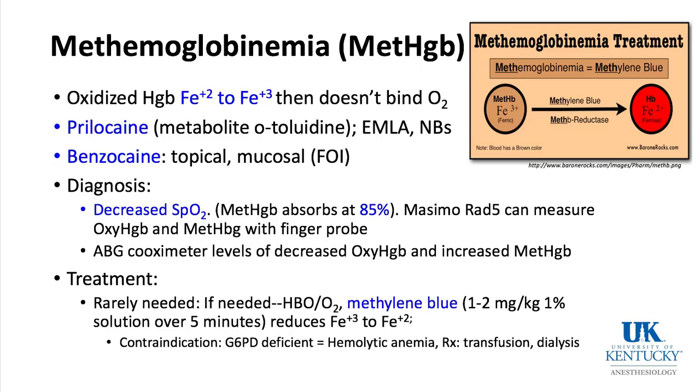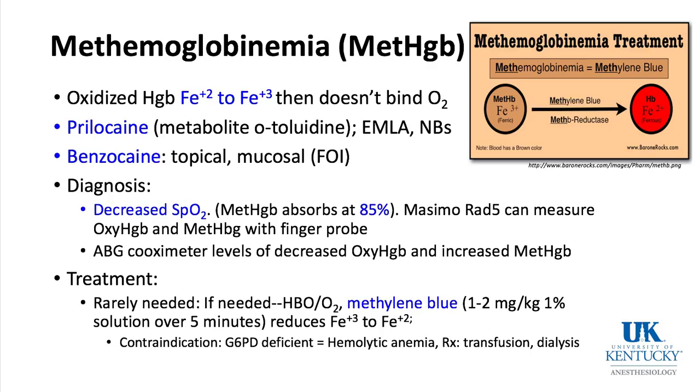What local anesthetics can cause this? Prilocaine is the classic one, which has a metabolite, orthotoluidine, which can cause this Fe+3 state of hemoglobin. Where is prilocaine? It is in EMLA cream. It can be in some nerve blocks. Benzocaine also can cause methemoglobinemia if you're spraying up an airway and spray a lot of it and it's absorbed topically, mucosally, and the patient's saturation starts to drop towards 85%, which is classic absorption level of methemoglobin at that SpO2 of 85%, you should think this could be methemoglobinemia.